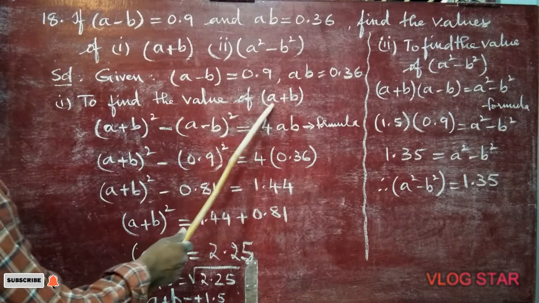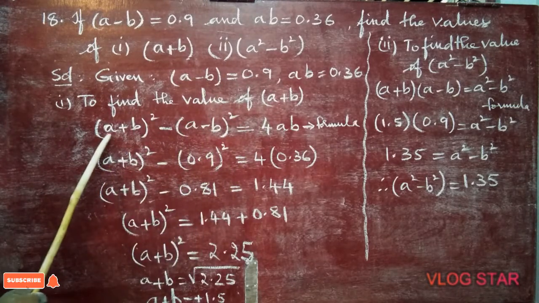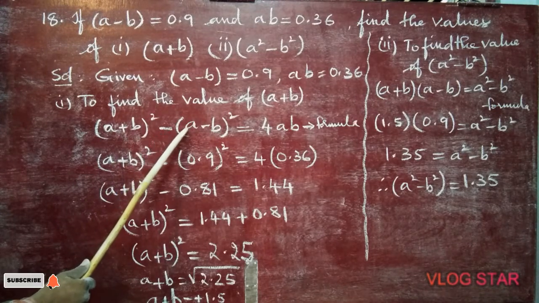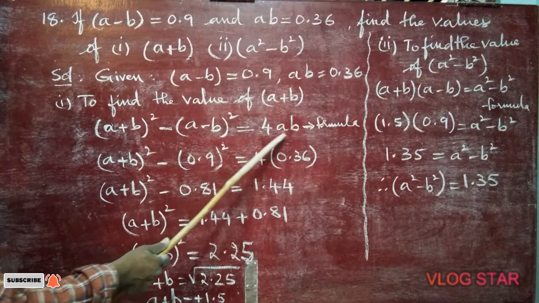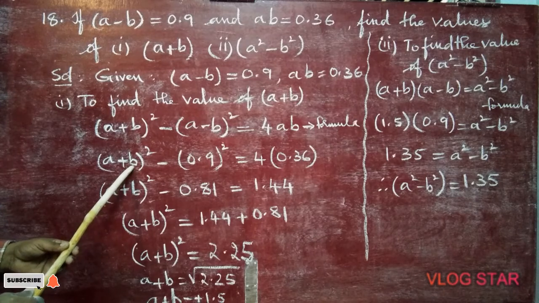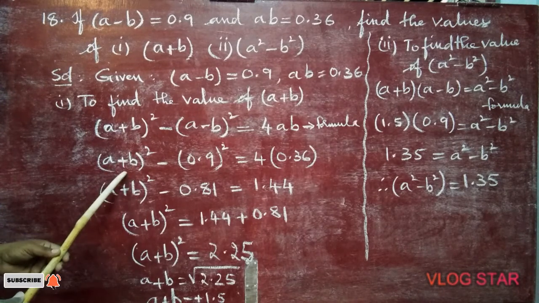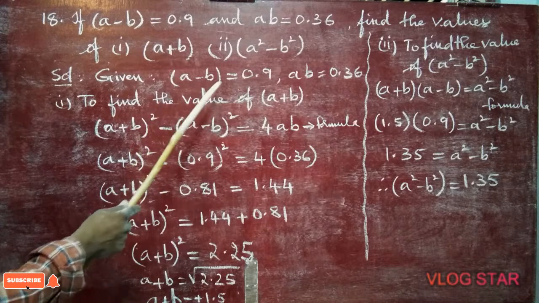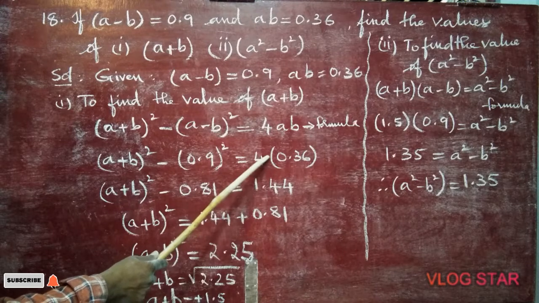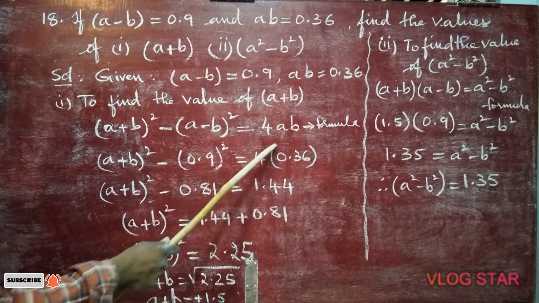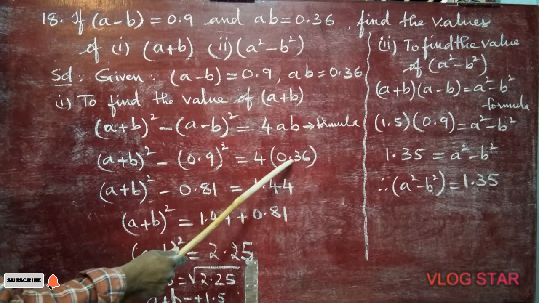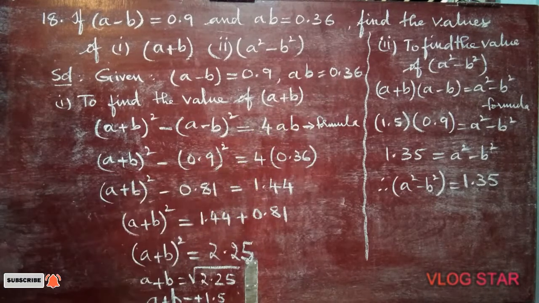To find the value of a plus b, we are using the formula (a plus b) whole square minus (a minus b) whole square is equal to 4ab. Now a plus b value is not given, so we are not writing anything in (a plus b) whole square. Minus (a minus b), they have given 0.9, so 0.9 whole square is equal to 4. You can keep a multiplication sign or use brackets, no problem. So 4 into 0.36, the value of ab given.